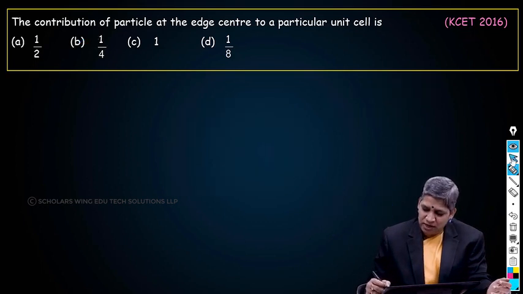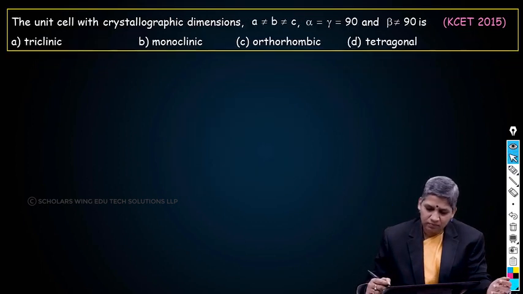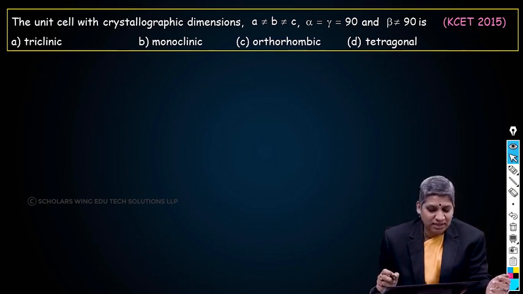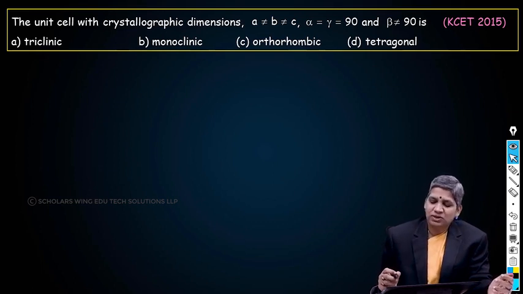Shall we move on to the next question now? Right. The unit cell with the crystallographic dimensions A not equal to B not equal to C, alpha and gamma equal to 90 but beta not equal to 90 is what? Yeah, this is an obvious question. Definitely it depends on your memory, but I have given you a trick. Try to recall.